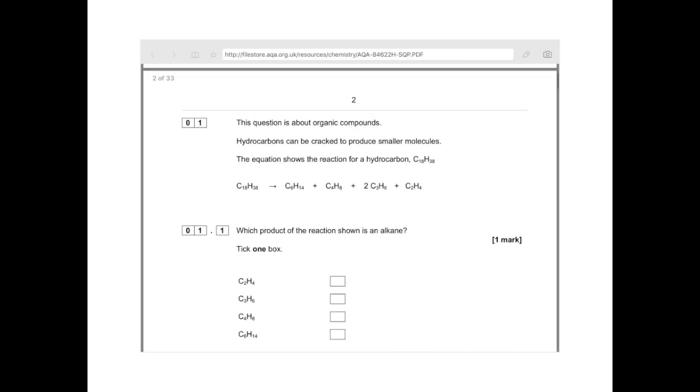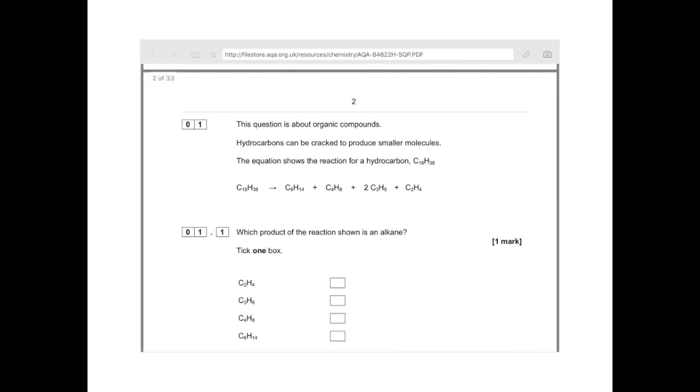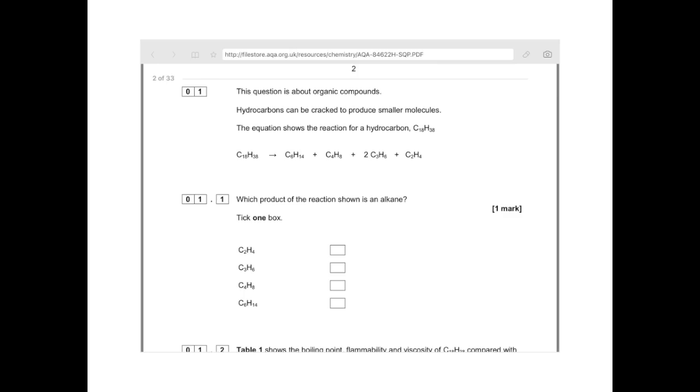This question is about organic compounds. Hydrocarbons can be cracked to produce smaller molecules. The equation shows the reaction for the hydrocarbon C18H38. So we can see C18H38 being broken down into lots of shorter hydrocarbons. Which product of the reaction shown is an alkane? So remember, alkanes obey this general formula, which is CnH2n+2. So either those things do have to obey it.